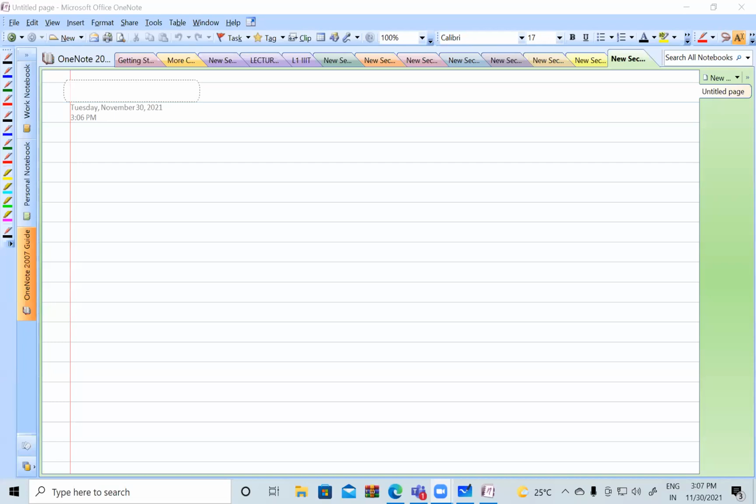I have opened OneNote, Microsoft OneNote. You should see a blank page. Yeah, it's a blank page now. Yes. I am going to use whiteboard for teaching.